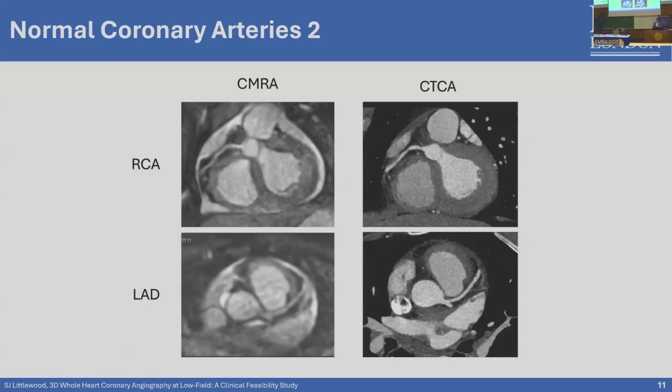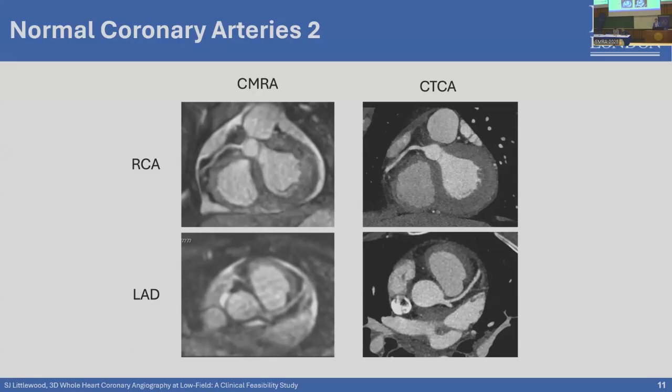Here's a second patient, again with normal coronary arteries, but this time with a CTCA for comparison. And again, when you compare the reformats of the right coronary artery in the top panels for the CMRA on the left and the CTCA on the right, you can see really good comparison between the two. And again, with the left main into LAD on the bottom.